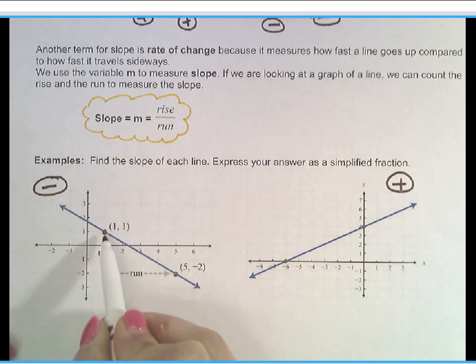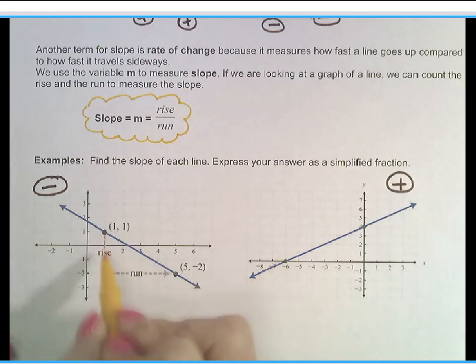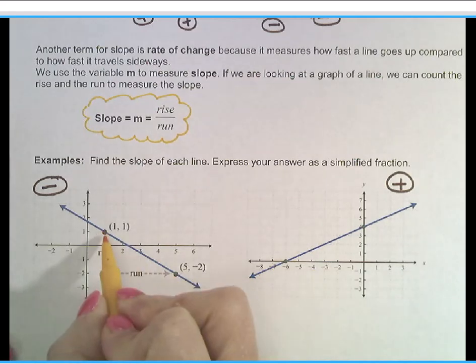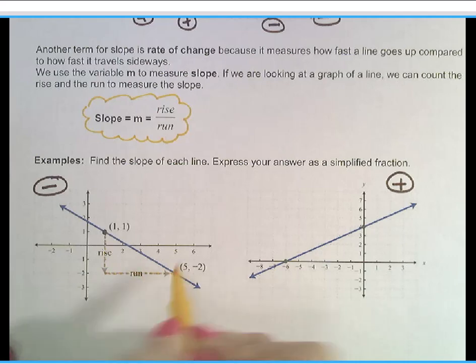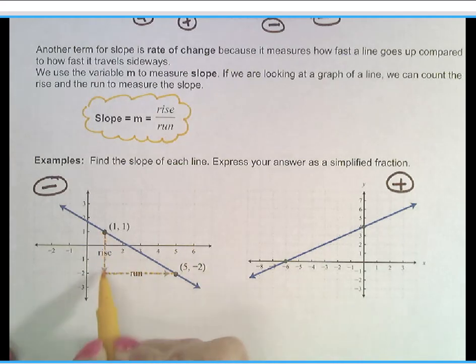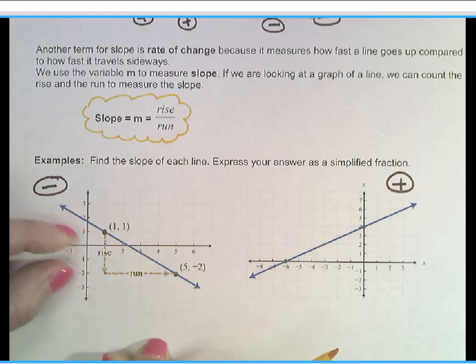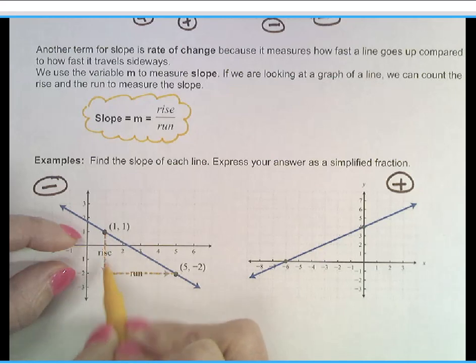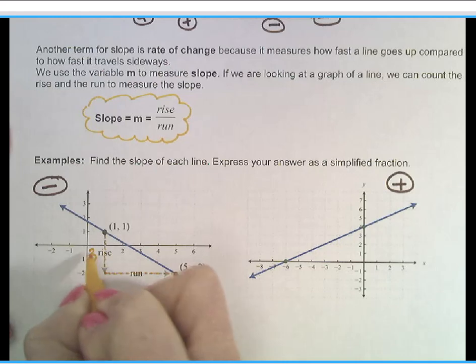And what you do to get from one point to the next is draw a little triangle. You're trying to figure out, to get from the first point to the second point, how much would I rise and how much would I run? Now the rise, the difference in height, is from 1 down to -2. So you just have to count how many blocks. 1, 2, 3. So this is a rise of 3.